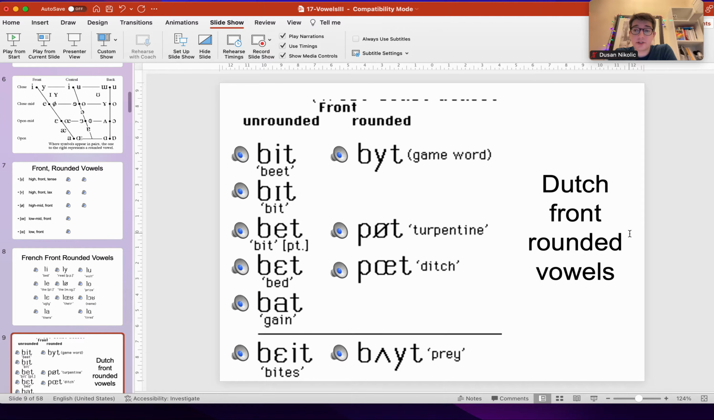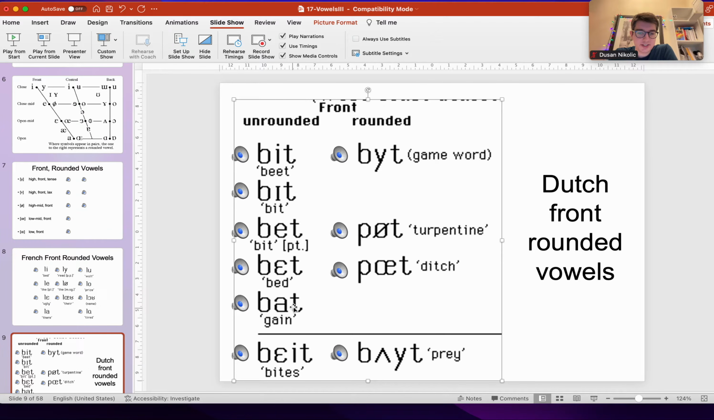Dutch has front rounded vowels like this: bit, but, bit, bit, and it does not have a counterpart here. beet, put, put, bet, pit, put, put, right? And bat. Oh, sorry, bat. This is bat. Orthography led me astray, which should not be the case.